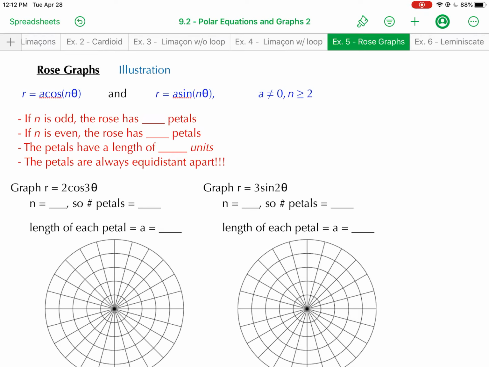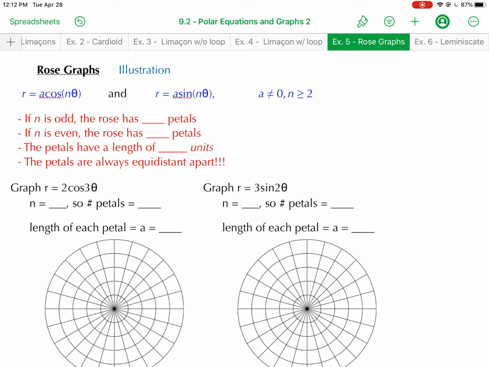What's up, everyone? Today we're going to graph two more types of polar graphs known as rose graphs and limaçons, both of which have very similar properties to one another. Okay, so we'll start with rose graphs. The reason they're called that is because when you graph them, they will look like flowers.